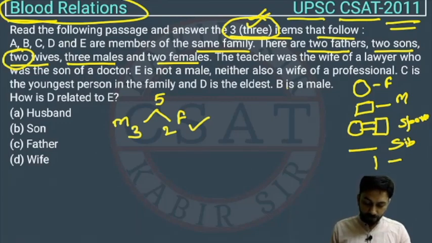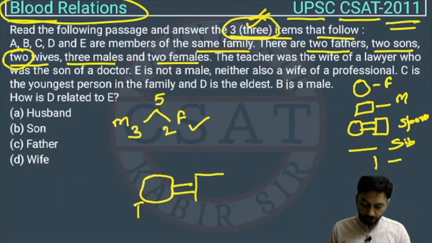So the teacher, they have given the profession of each one, right? So teacher is a wife. So this lady is a teacher, the wife of a man who is a lawyer. And this lawyer was the son of a doctor. So here they will be the doctor. We don't know who will be the doctor, husband or wife, right? But the doctor will be here and she is a teacher here.